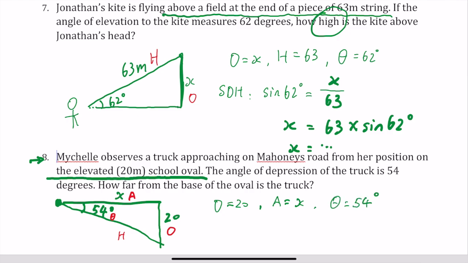So you are going to use tan theta, 54 degrees equals 20 over x. So you can move x to the other side, and divide. So you can figure out the x by yourself.